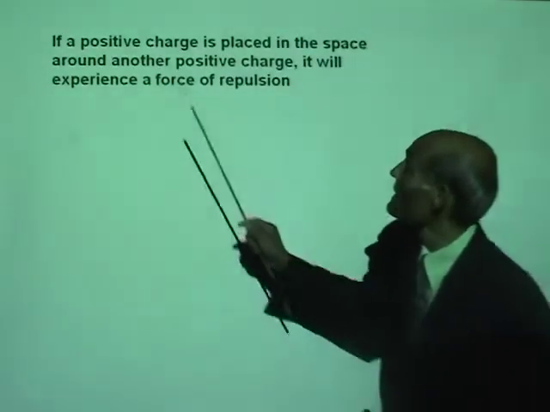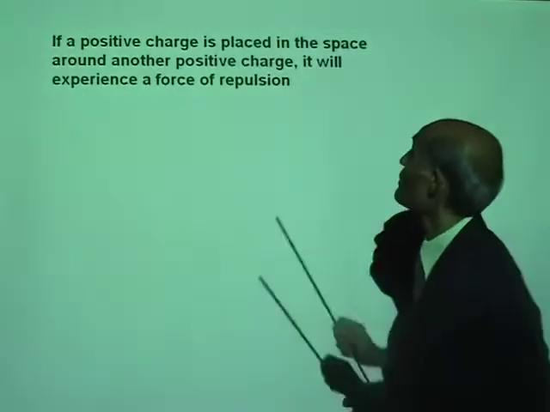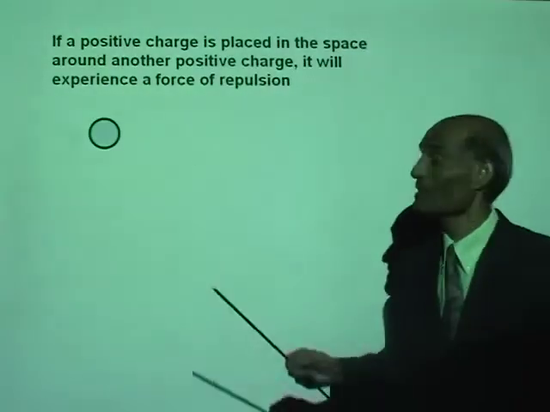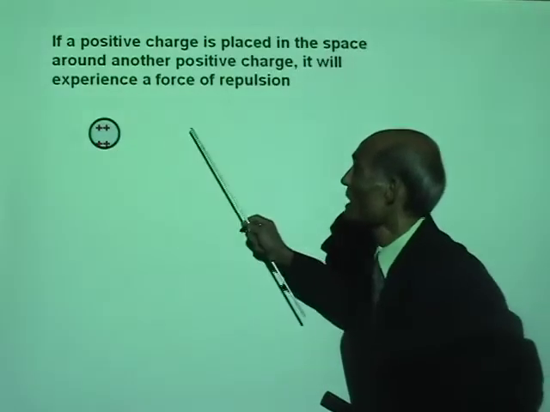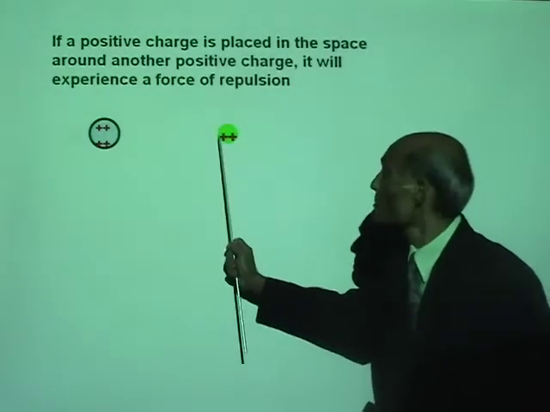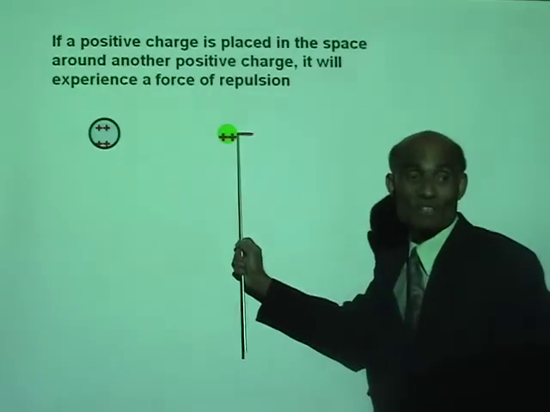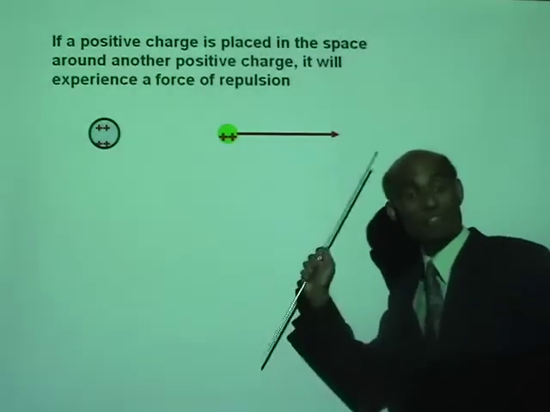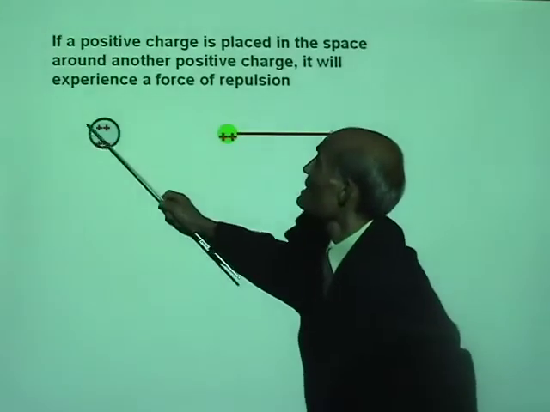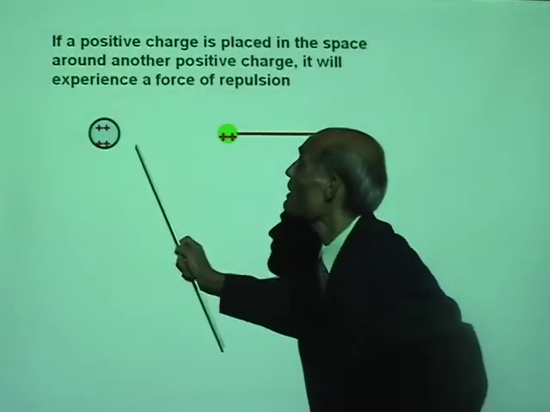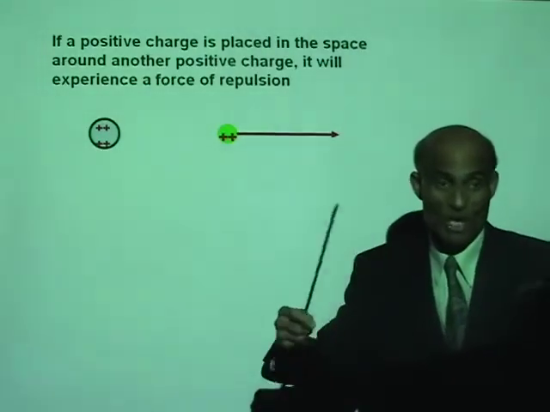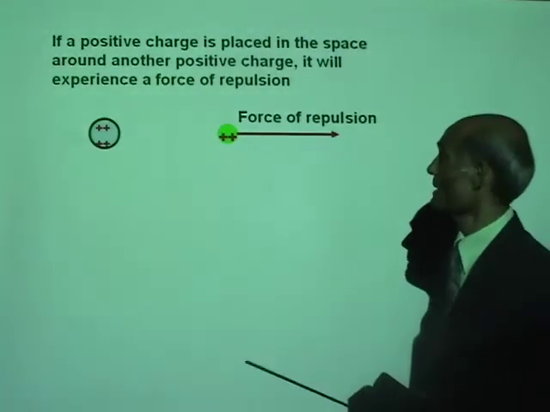In the same way, if a positive charge is placed in the space around a positive charge, now this is a positive charge. If I place a positive charge here, this will experience a force. That way, it will be a repulsive force. Why? Because this positive charge is placed in the electric field of this charge. Alright, I hope you got a concept of electric field.